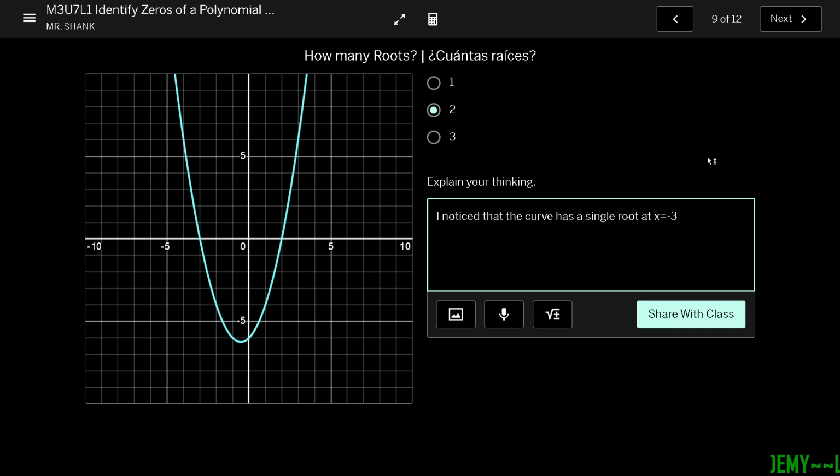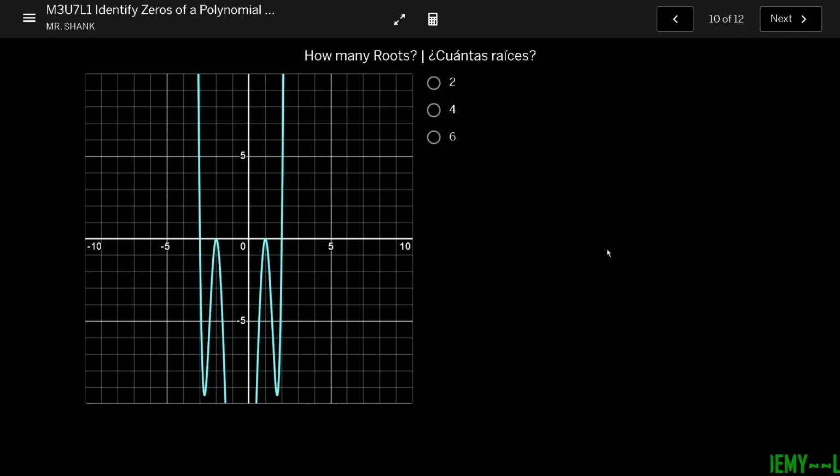Let me rephrase this actually. Let's say it has single roots, plural, at x equals -3 and x equals +2. Sweet. Moving on.